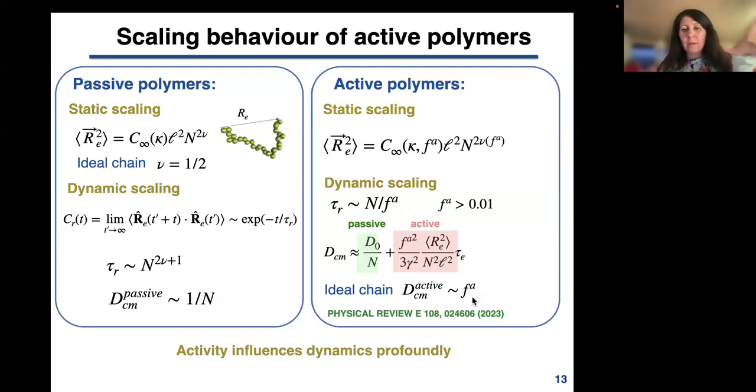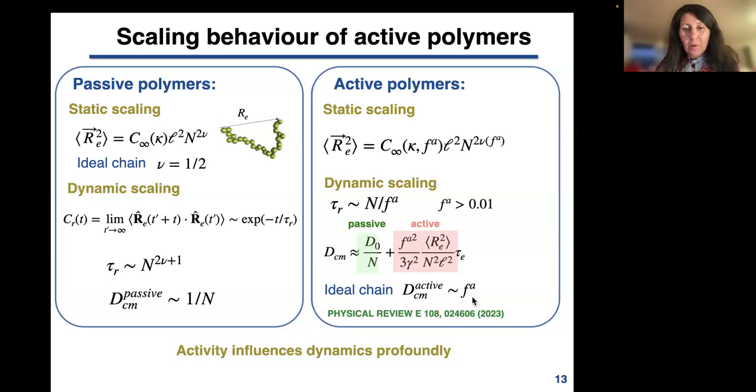The group of Gompper and Winkler have shown it by analytics. So it's quite impressive that you get a really active contribution, which just goes linearly with active force and does not depend on the chain length, which means it can greatly enhance the transport of polymers. So this is in the free space. And as I told, the take-home message here is that activity influences dynamics profoundly because of this railway-like motion.